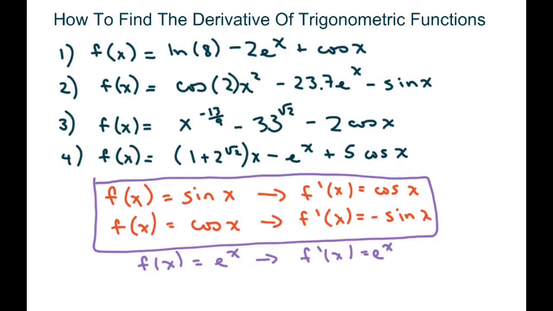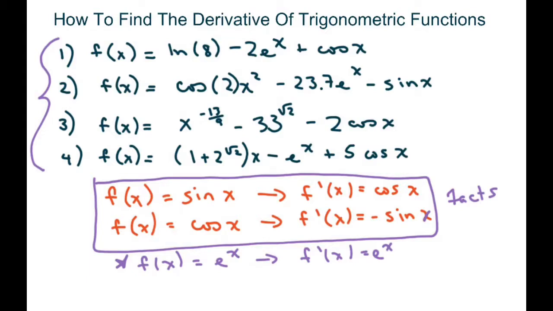These are the 4 trigonometric functions we're going to find the derivative of. And here are your facts. If we have sine of x, then its derivative is cosine of x. And the derivative of cosine of x is negative sine of x. And also just recall that the derivative of e to the x is just e to the x. So we have quite a bit of this.